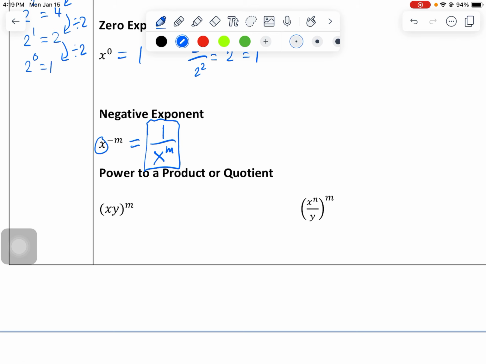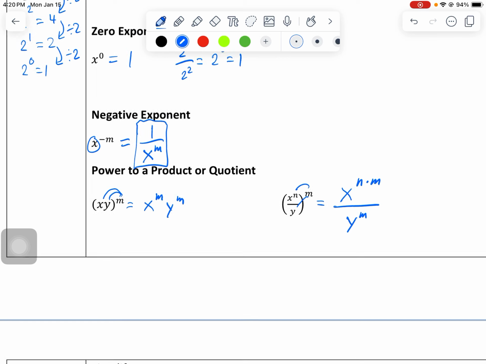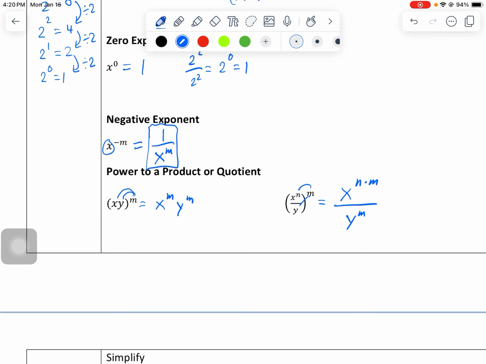And then power to a product or quotient. This is just to remind you that if you're taking something to an exponent, it affects both terms, or all terms inside of the parentheses. So this is the same as x to the m, y to the m. It doesn't just affect one of them, it affects both parts of it. Same thing if you have a fraction. We would distribute that m to both exponents in that fraction. So this would become x to the n times m over y to the m. So it affects all the parts within the parentheses.